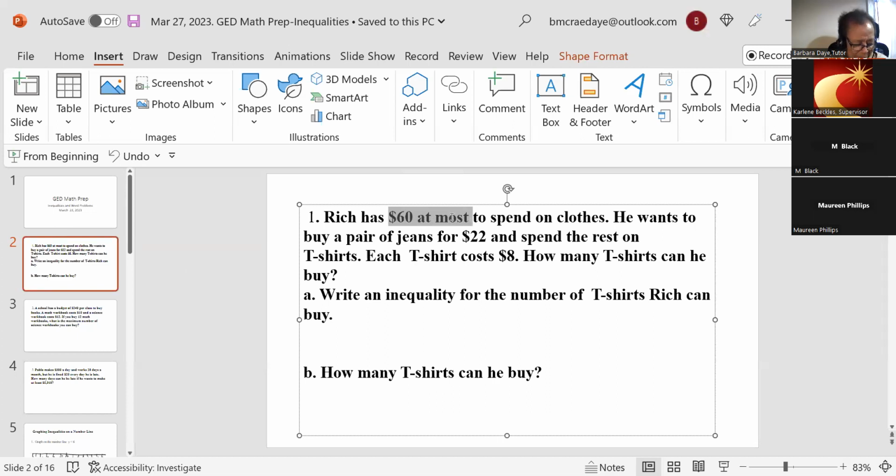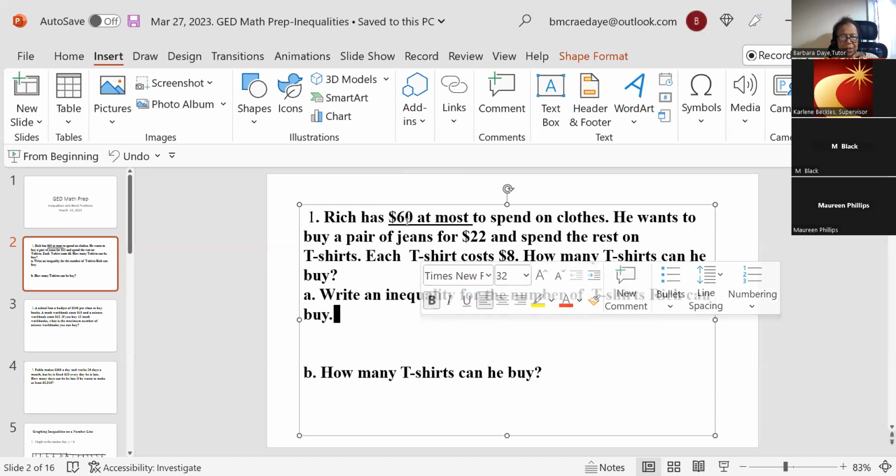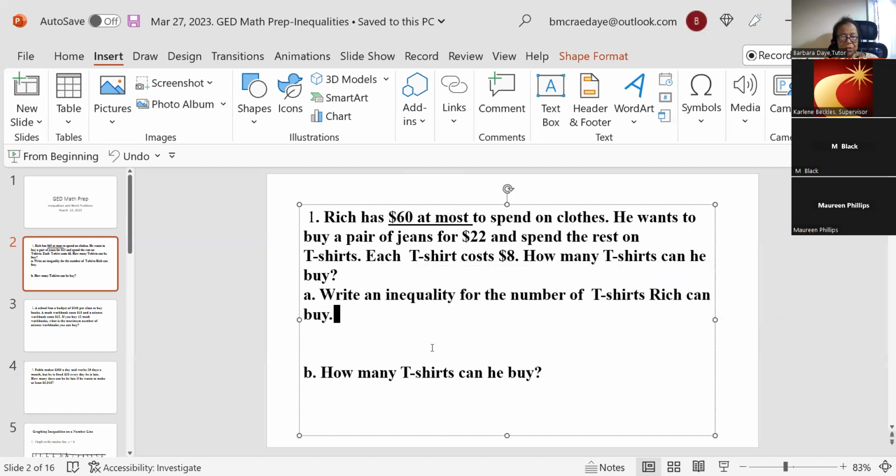Okay. Now, let's look at the $60 at most. What does that mean to you, Mercedes? The amount of money you have to spend. Yes. So in terms of inequalities, would that be greater than, less than, greater than or equal, or less than or equal? I would say the $60 is greater than or equal to. Well, he can't spend more than 60. Oh, right, so it means less than or equal. Okay, you got it? 60 is the max.